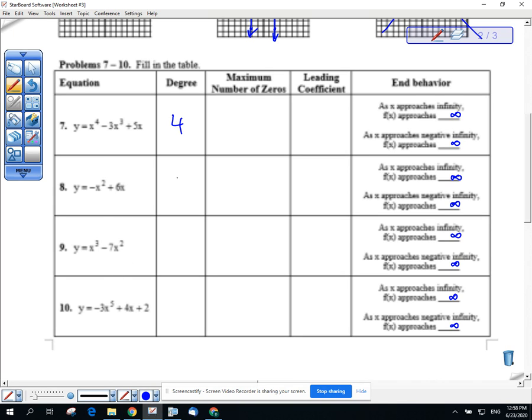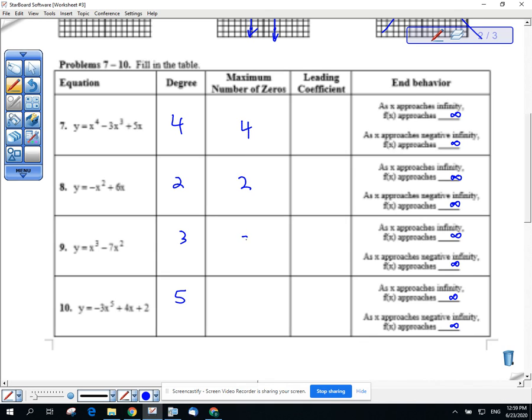4, 2, 3, 5. Now, if you're paying attention to what we talked about at the very beginning, the potential for the times that it would cross the x-axis is the same as the degree. That means that the number of zeros, or really we should say the maximum number of zeros, as this heading says, is the same number. If you graphed this, the maximum number of times that it would cross the x-axis, and each of those is a 0, the maximum number would be 4.